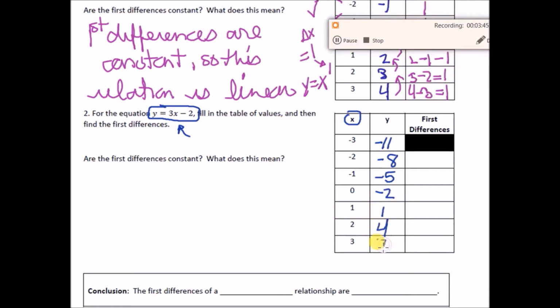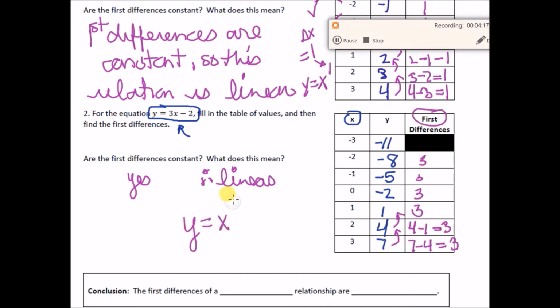So when we take the first differences, again just as a review, we want to subtract up. So we would do 7 minus 4, and that would equal 3. And 4 minus 1 equals 3. You keep going, but we're going to have 3s all the way down this column. So are the first differences constant? Yes. Therefore, linear. Because it's first differences, we're dealing with x to the exponent 1. So our conclusion is the first differences of a linear relationship are constant.